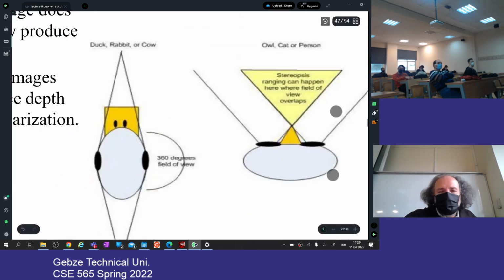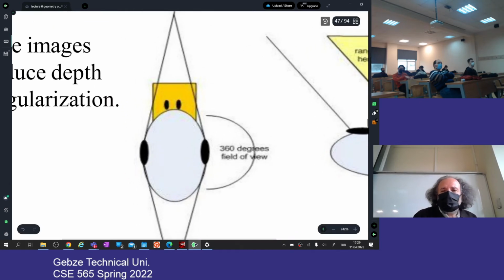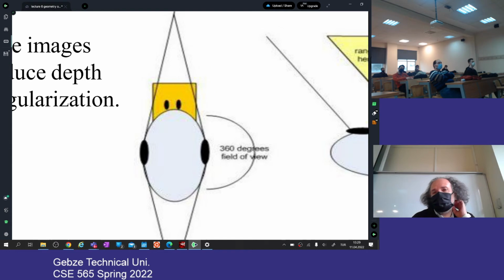For the other animals like the ducks, many birds, cows, I mean the animals that are eaten, their eyes are like that. They don't use stereo that way. Their left eye and right eye see completely two different things. Since their fields of view do not overlap, they don't get the depth from stereo.